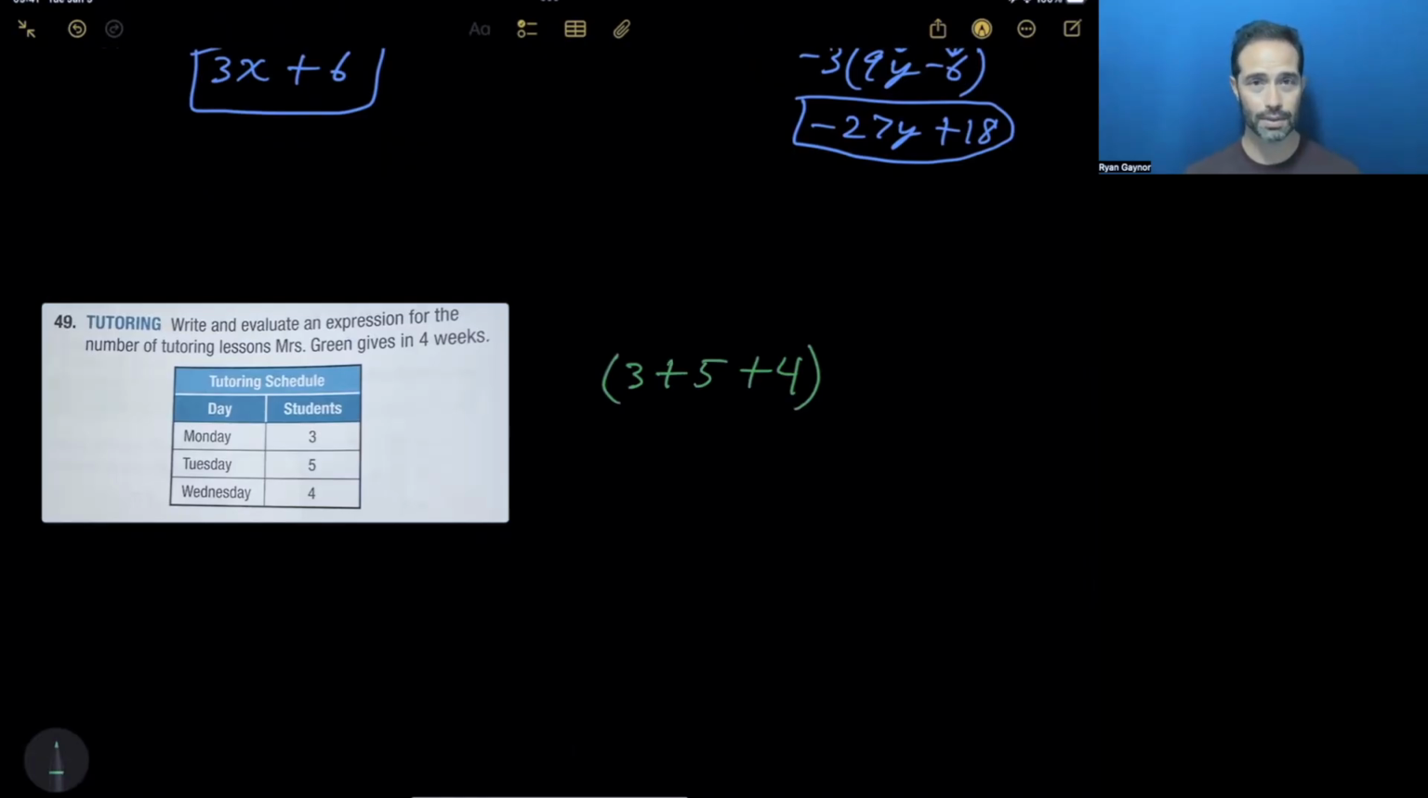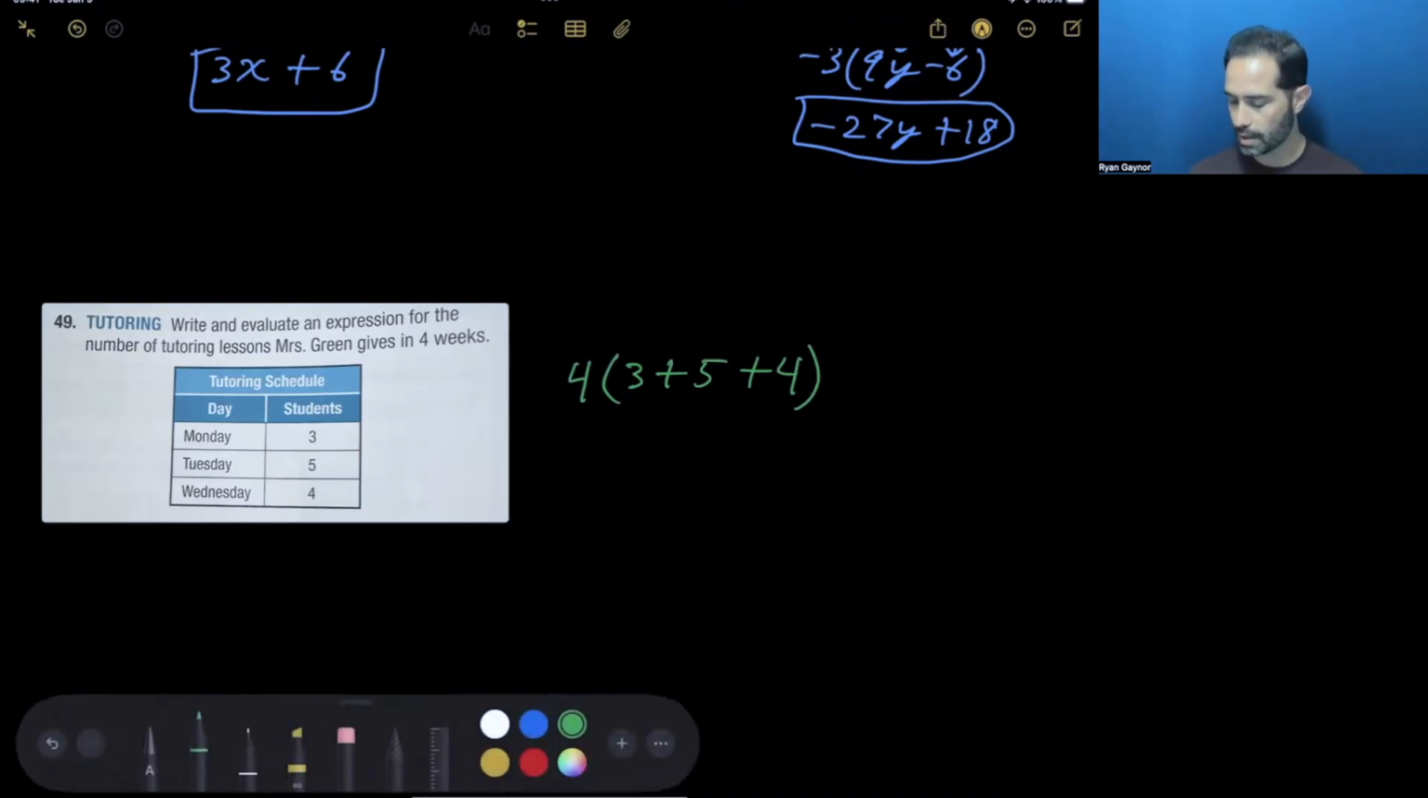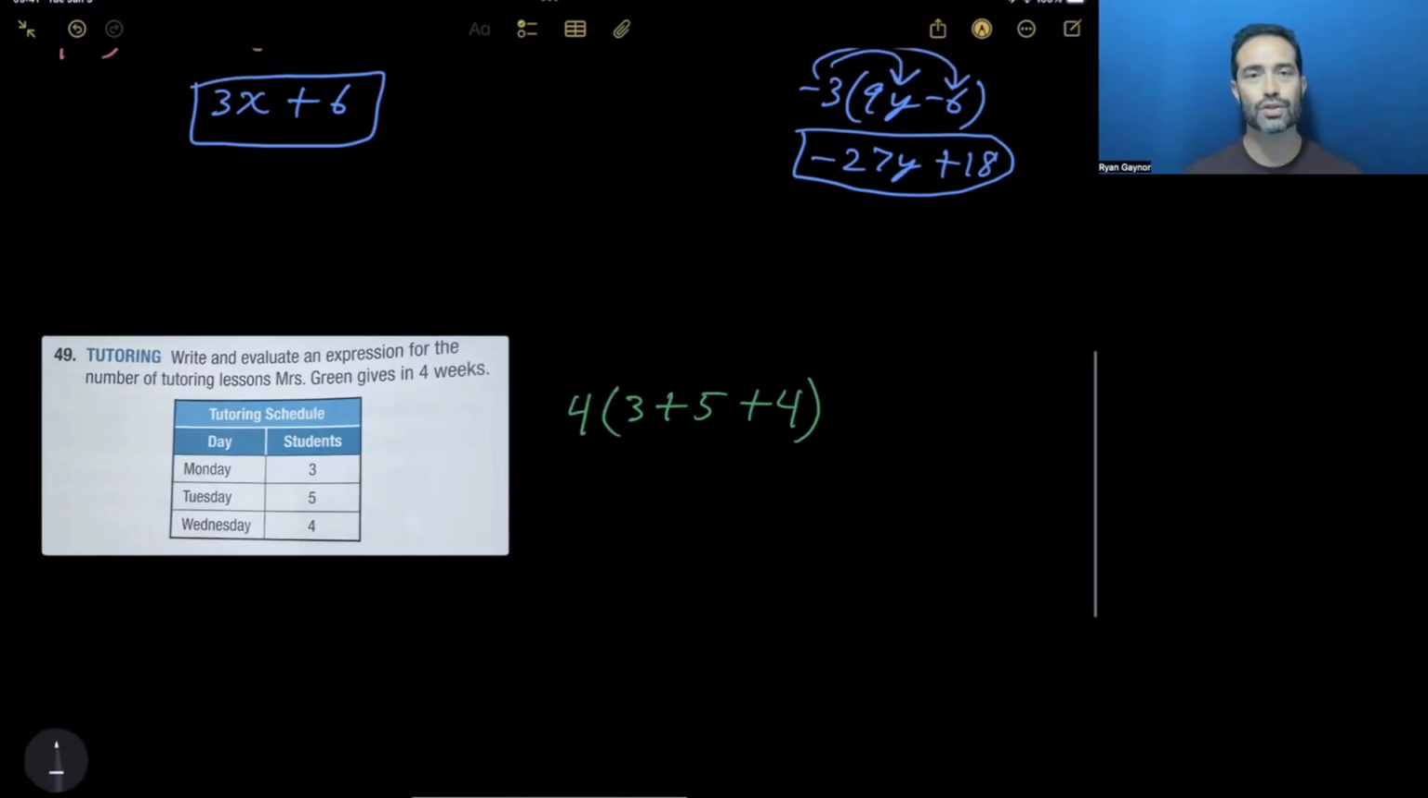Now, again, because I'm using the distributive property, I'm not going to add those together right now because I want to demonstrate distributive property. So we want 4 weeks, so I'm going to put a 4 on the outside. Okay, because again, 1 week would just be what's in the parentheses. I need 4 weeks. So now I'm going to multiply, right? Distribute the 4 to each thing.